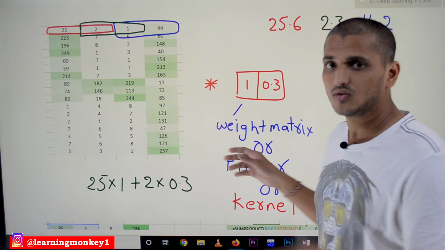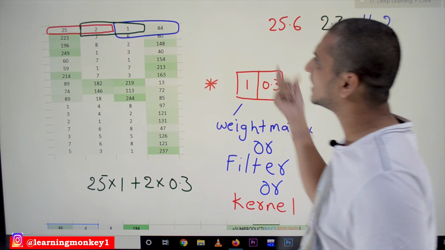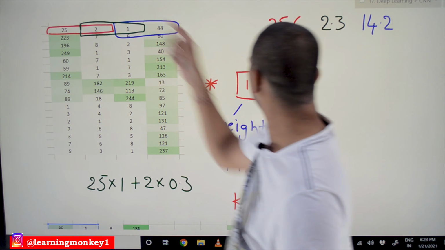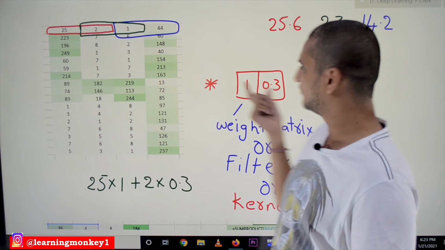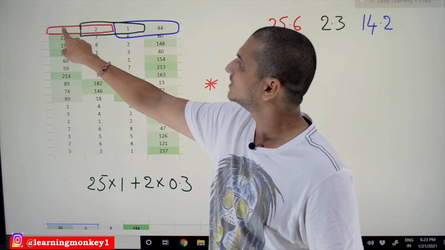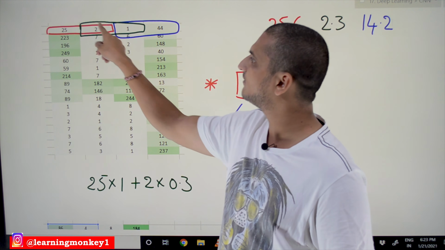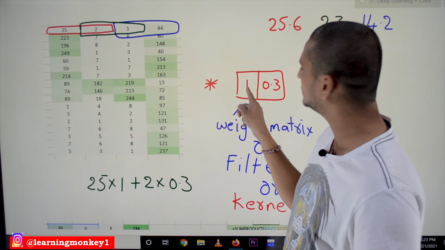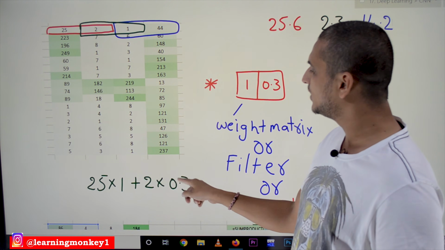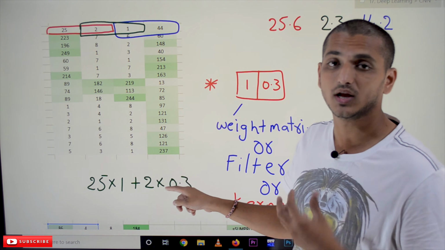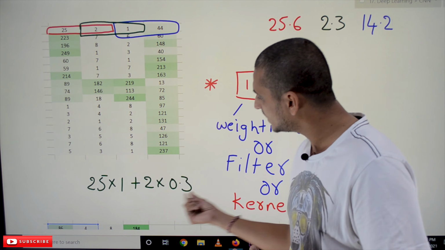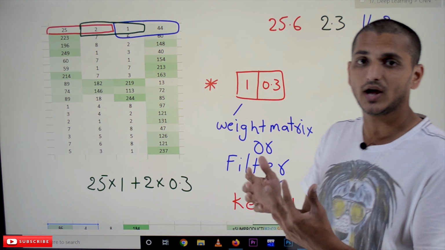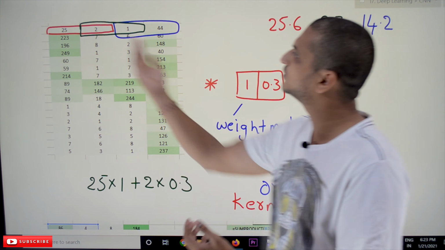The convolution operation is: take the weight matrix and place it on the image. So this 1, 0.3 is placed here, see, the red color mark is given. This weight matrix is placed on the first and second pixels, that is 25 and 2. So multiply like this: 25 into 1 plus 2 into 0.3. That is what we are doing in the convolution operation. What value did we get? 25.6.